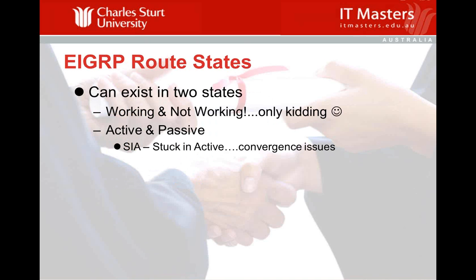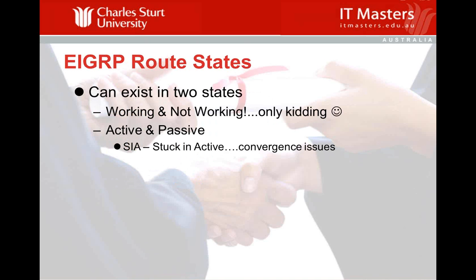Okay? So a passive state, first of all, indicates that a route is reachable and that EIGRP is fully converged. So it's talking about it from an EIGRP point of view. It's passive because I know about that route and I know it works. So I'm not actively trying to listen to updates or query anyone as to where that network is. I know where it is, so it's in a passive state.